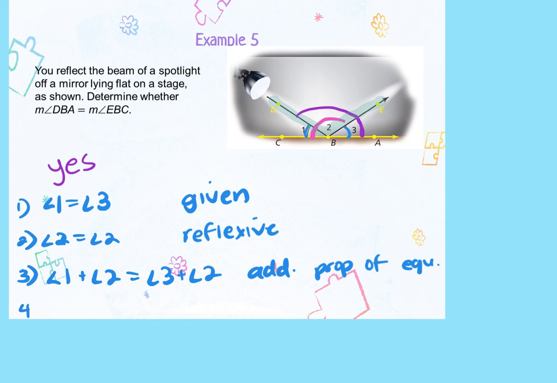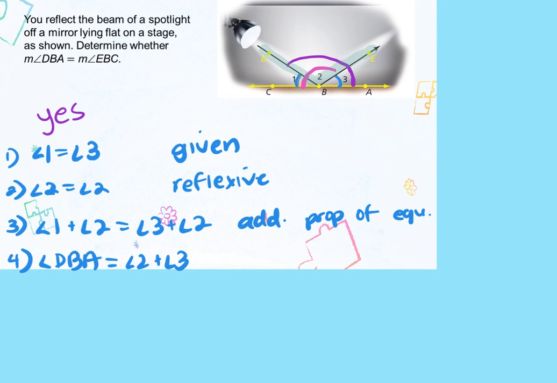And then I have to get from my numbers to the letters that were given. So angle DBA equals angle 2 plus angle 3, and angle EBC equals angle 1 plus angle 2. And that's the angle addition postulate.